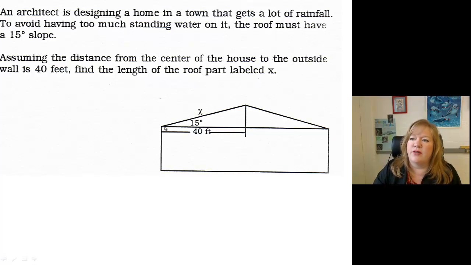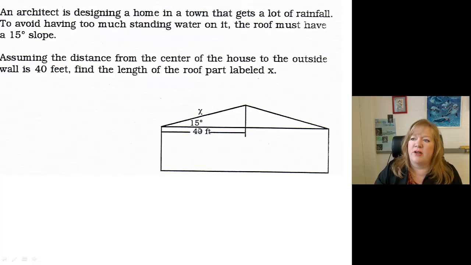So they're looking for the length along this roof for a 40-foot span. The architect is designing a home in a town that gets a lot of rainfall. To avoid having too much standing water, the roof has a 15-degree slope, which is also called pitch when you're talking about building a roof. Assume the distance from the center of the house to the outside is 40 feet. Find the length of the roof labeled part X.